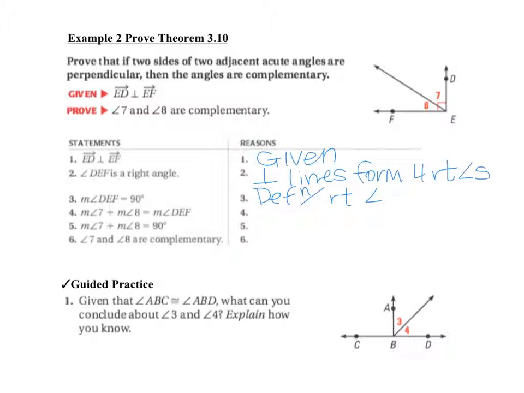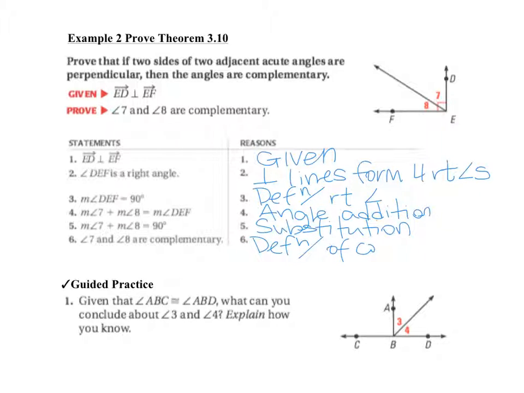Measure of angle 7 plus measure of angle 8 equals the measure of DEF. That's angle addition. We're substituting in the 90 degrees for the measure of DEF. And then the definition of complementary allows us to say now that those two angles are complementary.